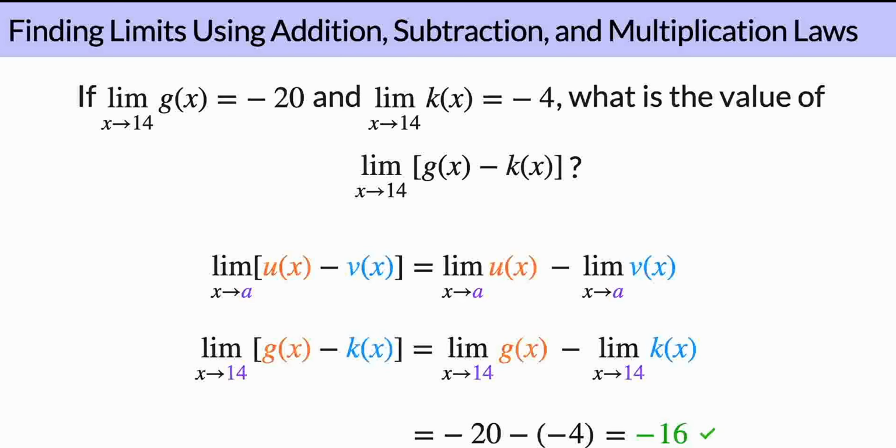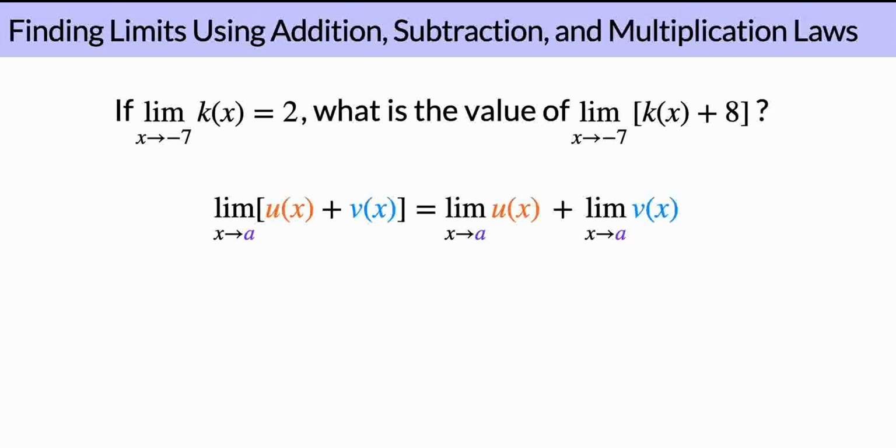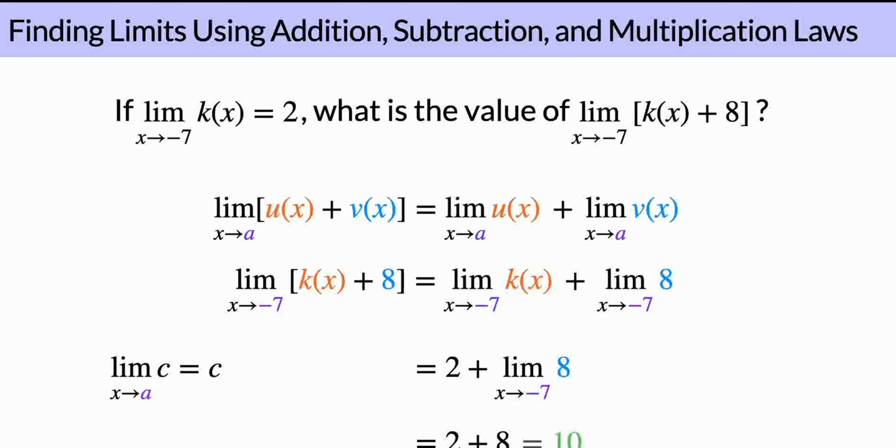Great job! Let's try another example. If the limit of k of x as x approaches negative 7 equals 2, what is the value of the limit of k of x plus 8 as x approaches negative 7? First, we'll apply the addition law to separate this limit into the sum of two limits. We know that the limit of k of x as x approaches negative 7 is 2. Now remember that the limit of a constant c is itself c. In our case, that means that the limit of 8 as x approaches negative 7 is simply 8. So our final answer is 10.